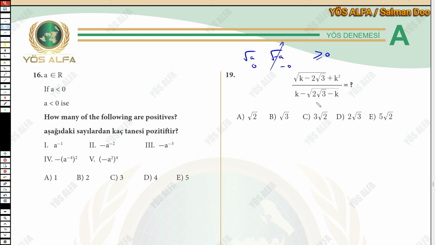Since we're dealing with only the real numbers, because the answer choices are given in real numbers, we know that k minus 2 root 3, which is a in this case, has to be 0. So k minus 2 root 3 is 0. That means k is 2 root 3. And this term is gone. And that one is also gone. We are left with k squared over k only, which is k. K is this. So our answer is D.